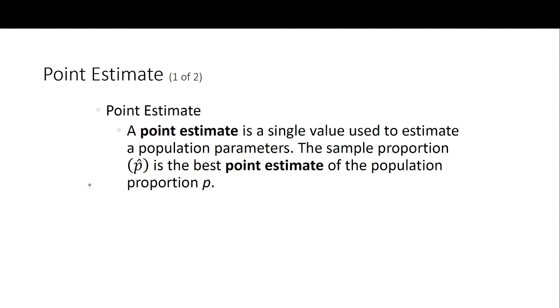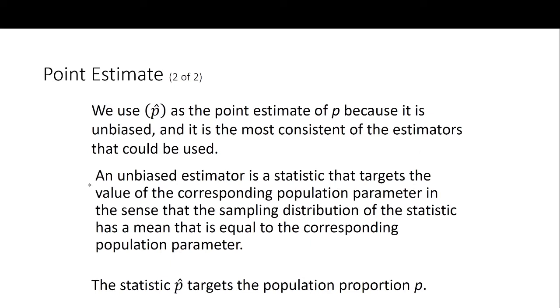So point estimate is a single value which can be used to estimate about the population. There are different types of point estimate like mean, standard deviation, variance, sample proportion. But in this particular section, we're going to focus on sample proportion, and the notation for sample proportion is p hat, as you can see here.